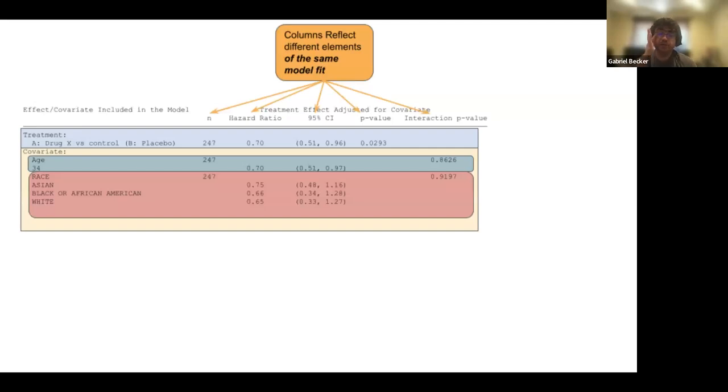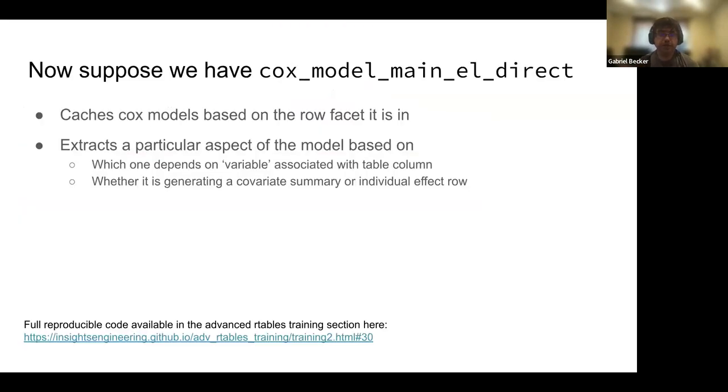But we can construct this table in rtables within the framework that we have talked about. And because this is not an advanced training, we're just going to assume the existence of a couple of functions. Full code for those functions is provided, and we have links to that in this slide right here. If you follow this link, the beginning of the section is basically the same as what I just walked you through, but later in that section, all of the code that we're using here is available.